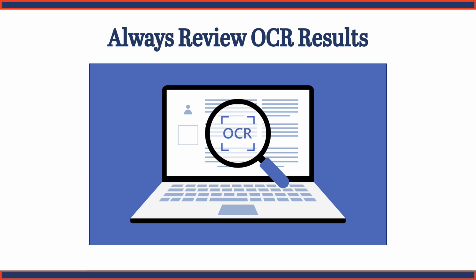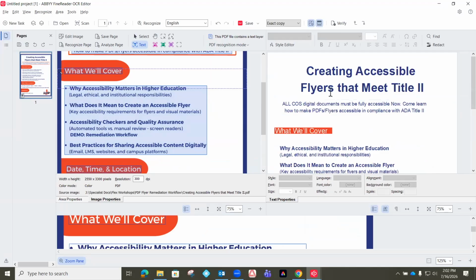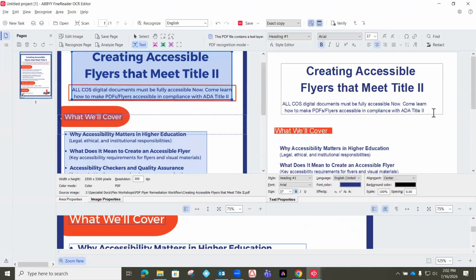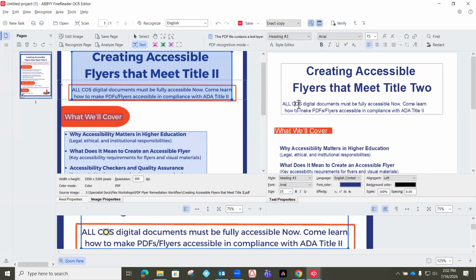Review the OCR results. Always review the OCR text that ABBYY has recognized for you. Although ABBYY FineReader is very accurate, OCR is never perfect. Pay close attention to acronyms, misspelled words, incorrect punctuation, missing characters, words that have been split incorrectly, decorative fonts that may have been misinterpreted, or words that have been cut off with red arrows. These small errors can significantly affect how a screen reader pronounces or interprets your content.